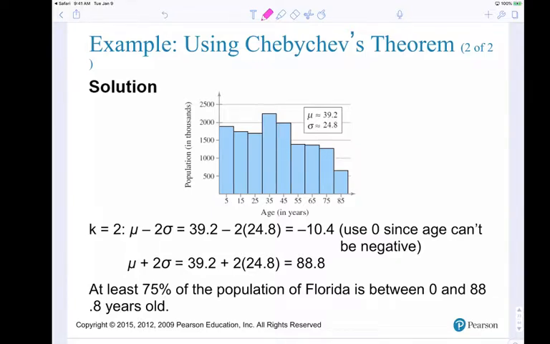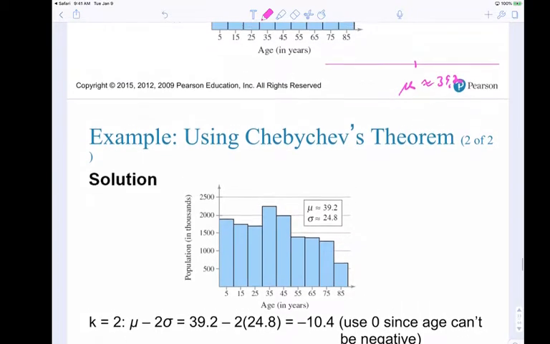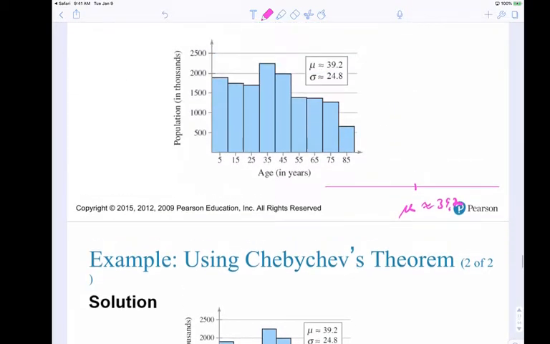Let me finish that chart and see if that helps. One standard deviation we said was 24.8. Hey Siri, what's 39.2 plus 24.8? 39.2 plus 24.8 is 64. Hey Siri, what's that answer plus 24.8? 64 plus 24.8 is 88.8. Okay. And then if we go to the left by 2 standard deviations, here's going to be 1 standard deviation, here's going to be the second.